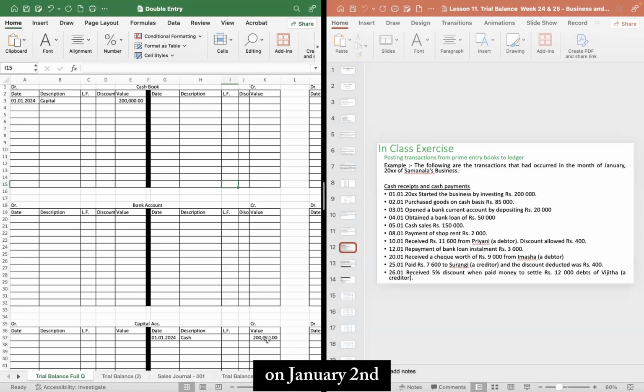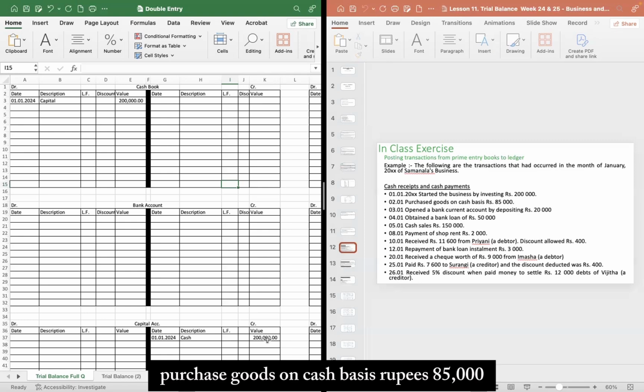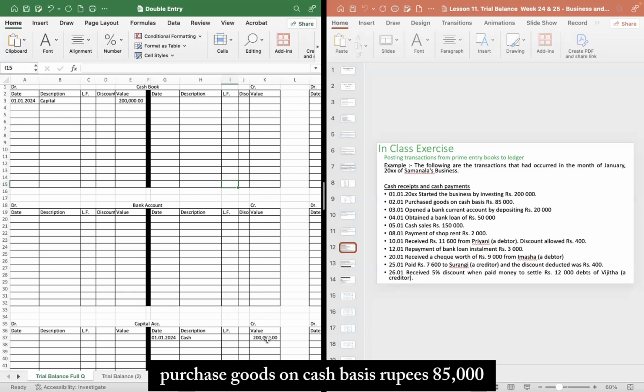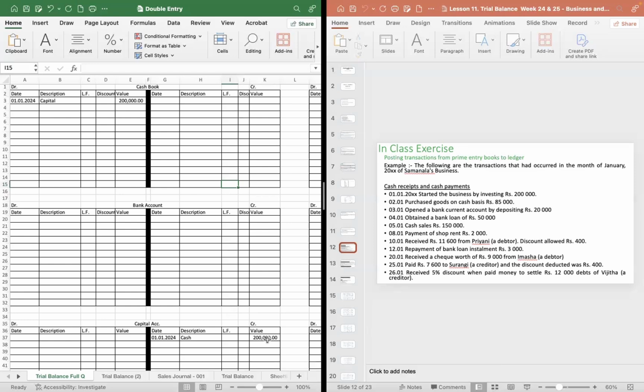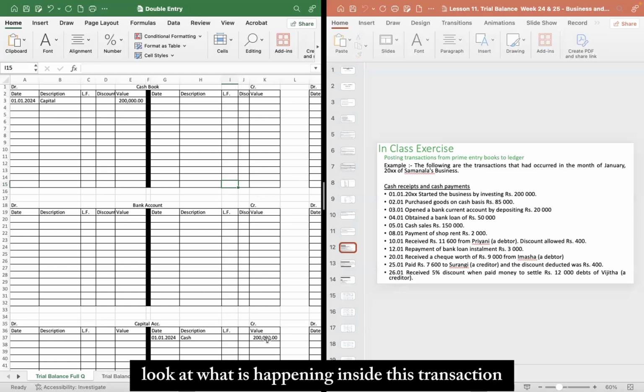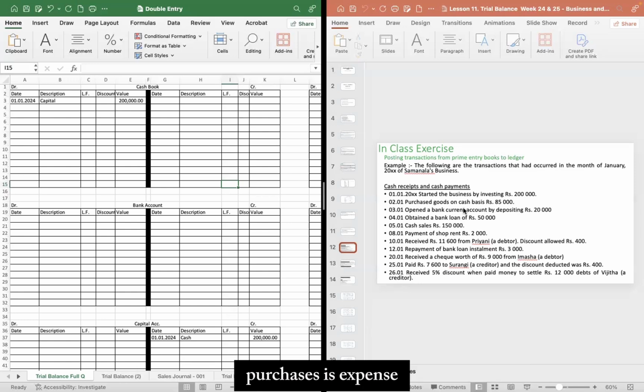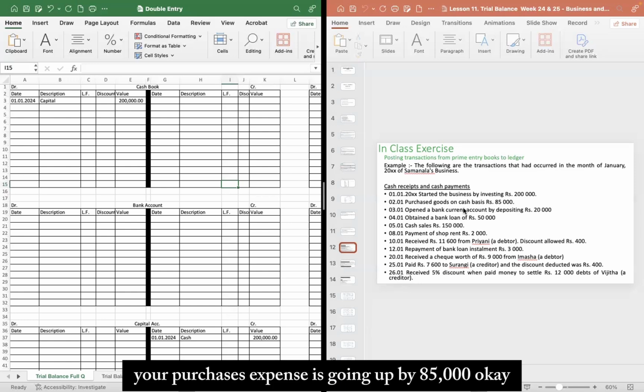On January 2nd, purchase goods on cash basis rupees 85,000. On January 2nd, purchase goods on cash basis rupees 85,000. Then what is happening inside this transaction? What is happening inside this transaction? So you have purchased goods on cash basis for 85,000. So basically your cash balance is going down by 85,000. Okay. And on the other hand, you have your purchases. Purchases is an expense. Your purchases expense is going up by 85,000.